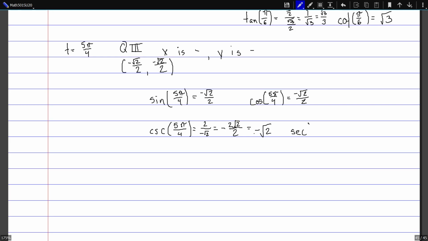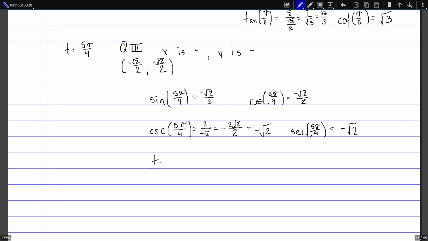For the secant of 5 pi over 4, this is the reciprocal of my cosine function, and my cosine and sine are actually the same here. So I already know that it'll match my cosecant. It'll be negative square root of 2 as well.